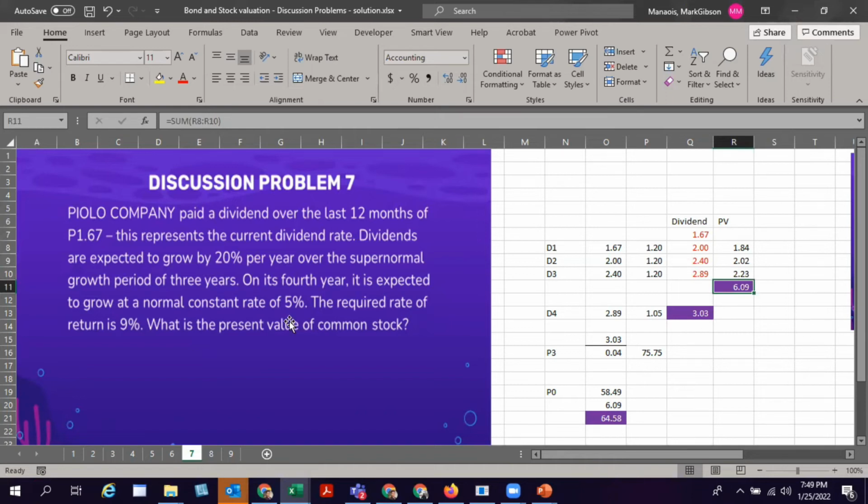Now, for year 4, it is expected to grow at a normal constant rate of 5%. So imagine, the first 3 years are supernormal, beyond expectation. They increase the dividend payment by 20%. If you are one of the investors, of course, you're happy because of the 20% year on year. And then during the 4th year, you're still happy because they're still paying you dividends, though at a lower rate, 5%. Again, we have to compute for the increase. So 2.89 multiplied by 1.05 or 105%, that would be 3.03.